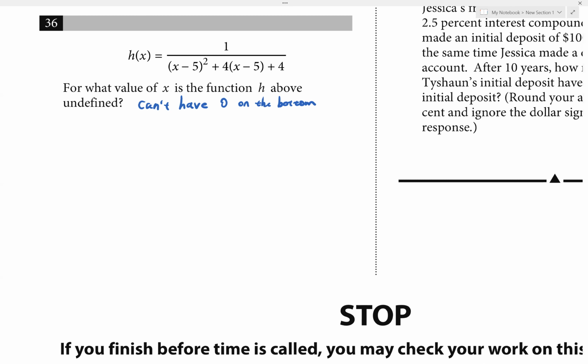So our goal here is to figure out for what x value will make the denominator equal to 0. Whatever that number is, that will be our answer. So we do have to solve this here. If we take the denominator, x minus 5 squared plus 4 times x minus 5 plus 4, we can set this whole thing equal to 0, and we're trying to solve for x.